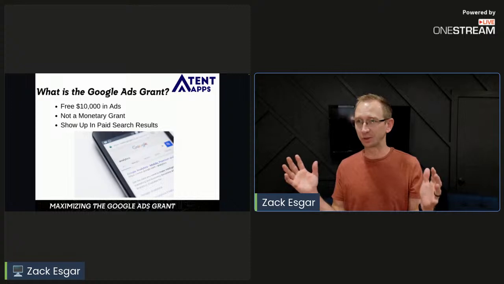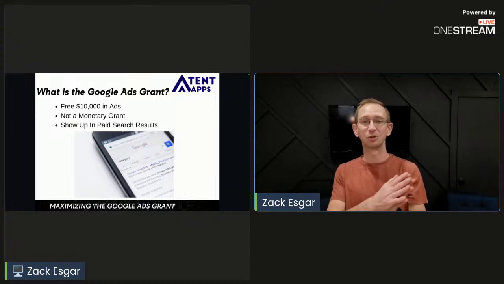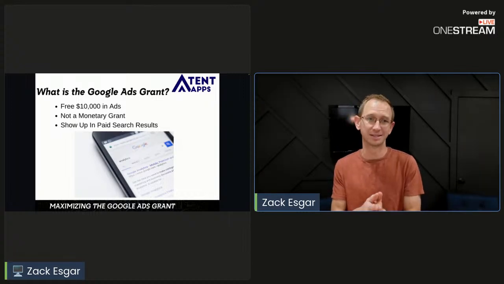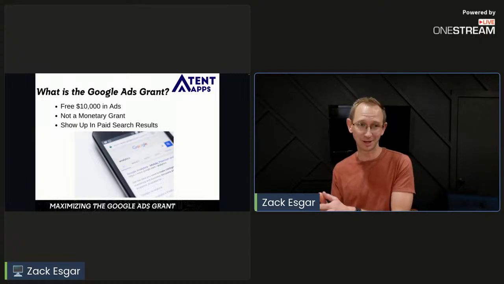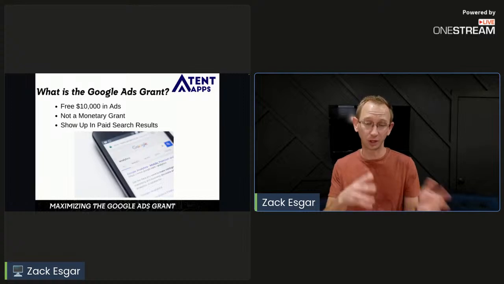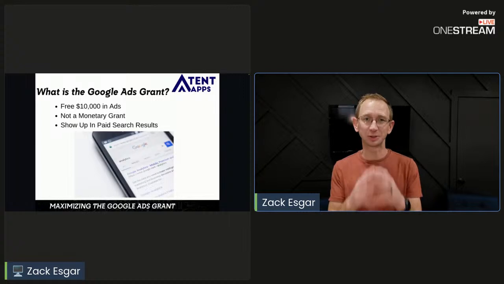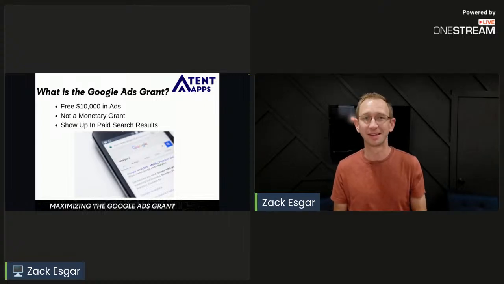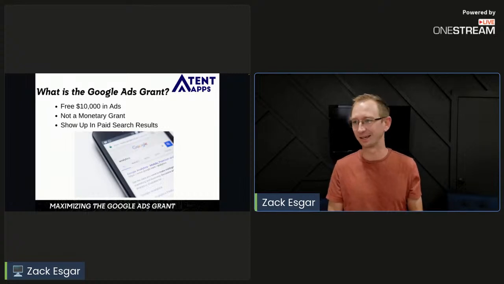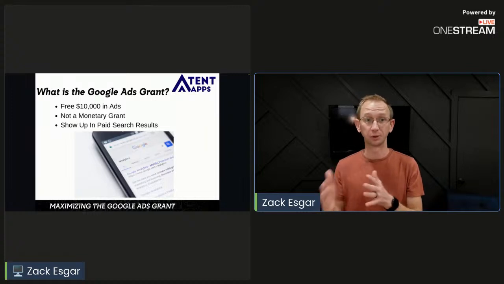So what is the Google Ads Grant? Let's start off there. The Google Ads Grant is a grant that gives you up to $10,000 per month in free Google Ads. That's right, $10,000 per month is a lot to be able to spend on Google Ads. Now, a few qualifying things about this. This is not a monetary grant. So this isn't Google sending you a $10,000 check every month. You don't get to go buy new speakers, a new church fan. You don't get to go buy new chairs. This is specifically for free advertising through Google.